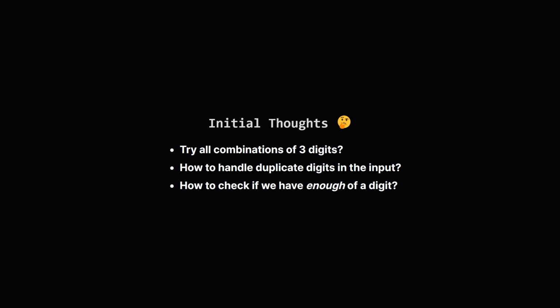So the first idea might be, well, let's just try grabbing any 3 digits from the input list and see if they make a valid number. But wait, the input list can have duplicates. Like, if we have 2, 2, 8, 8, 2, we can use the digit multiple times, right? We need a way to make sure that when we try to form a number, say, 288, we actually have one 2 and two 8s available in our original list. Just picking 3 positions from the list might get complicated with duplicates. How can we efficiently keep track of what digits we have and how many of each?